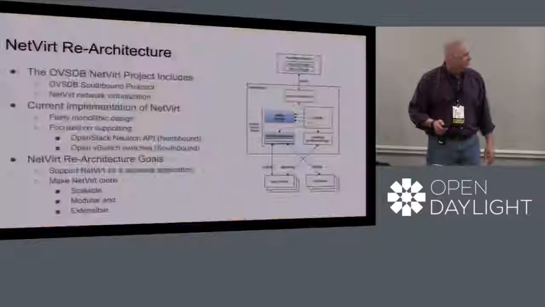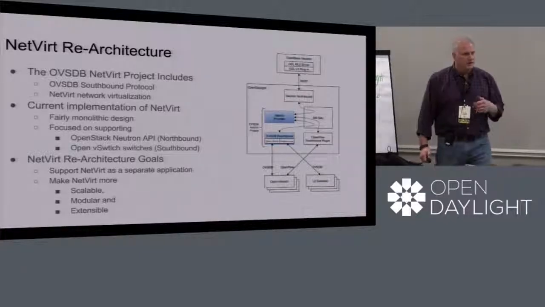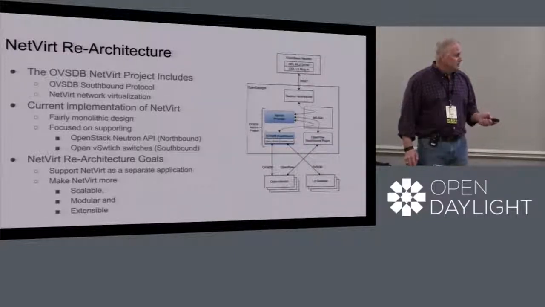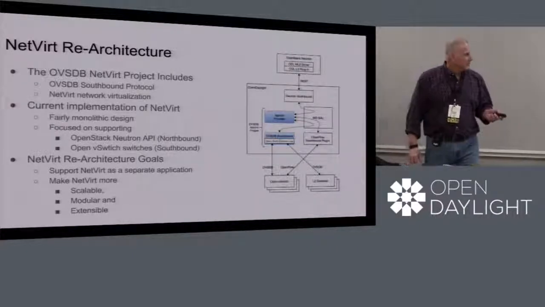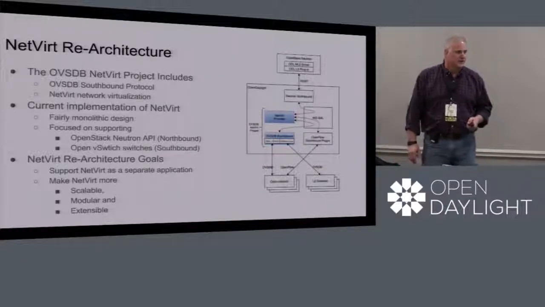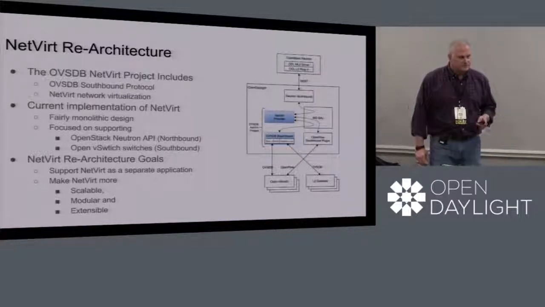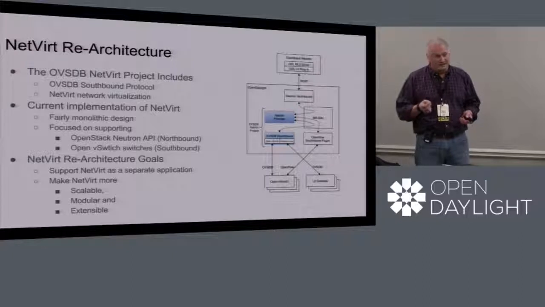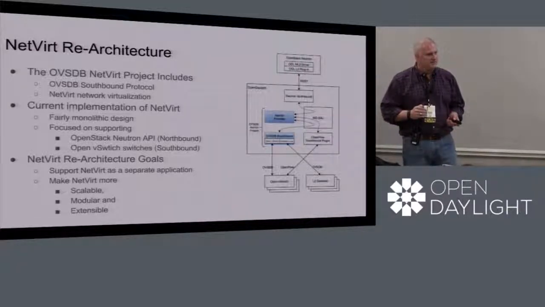expanding the NetVirt functionality. Currently, the OVSDB NetVirt project includes really two components. One is the OVSDB southbound that implements the OVSDB protocol and various OVSDB schemas, and the other is the NetVirt network virtualization solution that currently is supporting OpenStack networking. The NetVirt is a fairly monolithic design. It's focused on supporting OpenStack, the Neutron API, on the northbound side, and OVS switches on the southbound side.